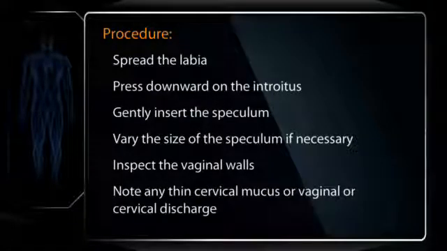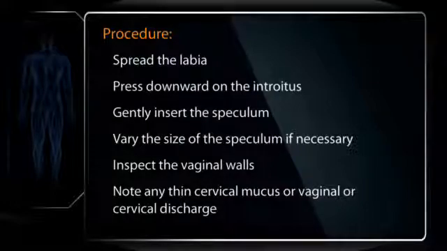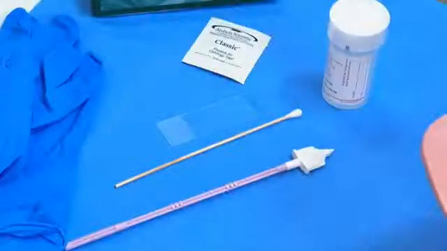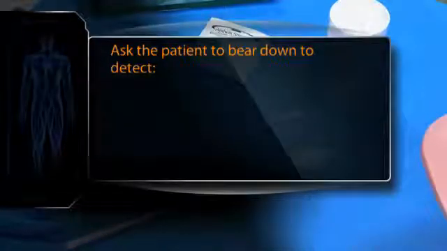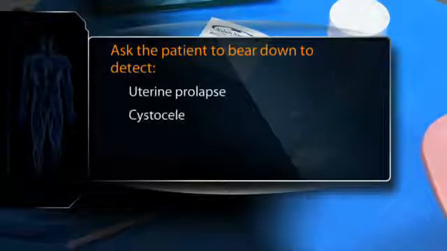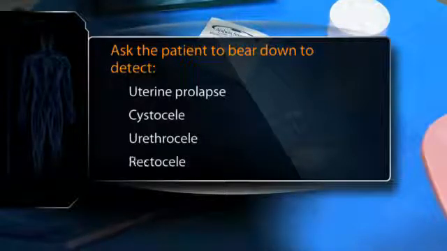Note any thin cervical mucus, suggesting use of hormone replacement therapy, or vaginal or cervical discharge that warrants culture. Use an endocervical broom or a wooden spatula and brush to obtain endocervical cells for the Pap smear. Consider using a blind swab if the atrophic vagina is too narrow. After removing the speculum, ask the patient to bear down to detect uterine prolapse, cystocele, urethrocele, or rectocele.